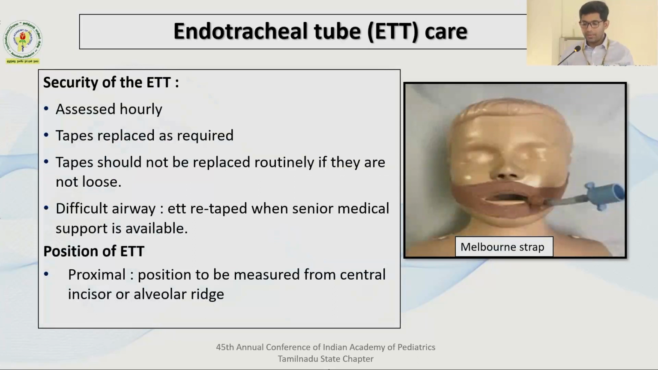Endotracheal tube taping: there are multiple ways by which we do it. The one shown in the image is a Melbourne strap, which is commonly followed in pediatric ICUs. I have seen anesthetists doing it in a slightly different way. The security of the ET tube has to be assessed every hour and charted, and tapes have to be replaced as and when required. The medical staff on the floor have to be aware at what position the ET tube is fixed. It is measured from the central incisor or the alveolar ridge.